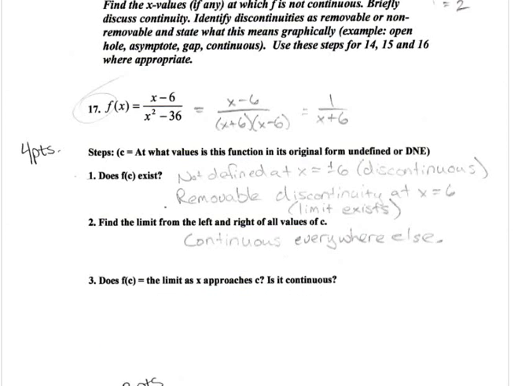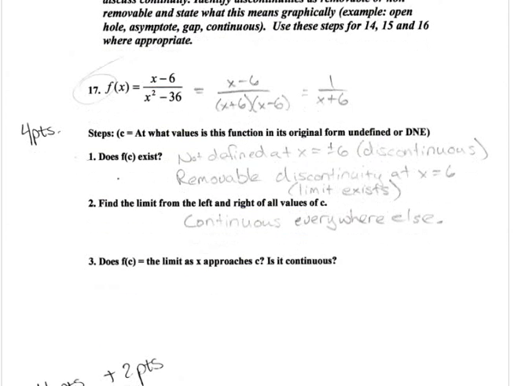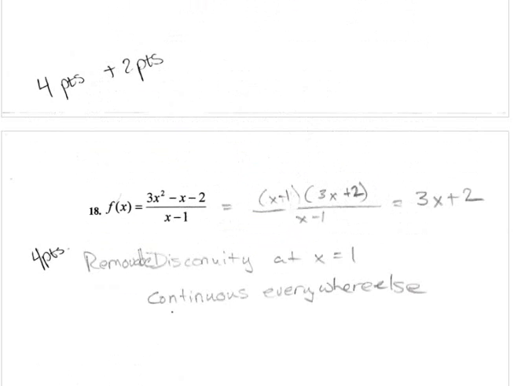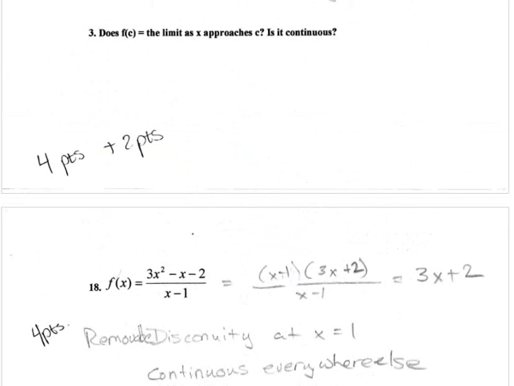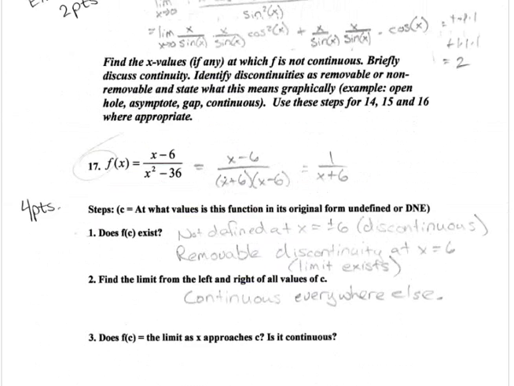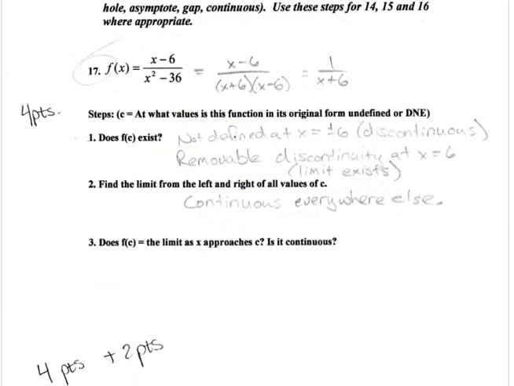Okay, so number 17. A lot of people had trouble with 17 through 19, determining the continuity of a function. And it's really not that hard. To determine the continuity of the function, first you have to determine where it isn't continuous, where there are discontinuities. And in order to determine where it is not continuous, you just have to say where the function is undefined or the limit doesn't exist.